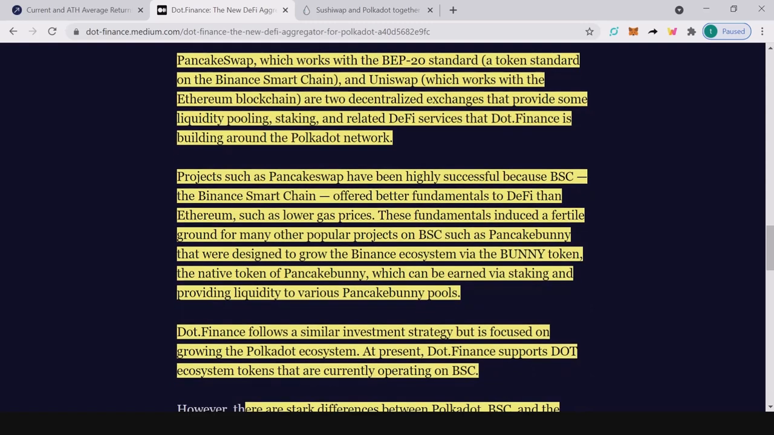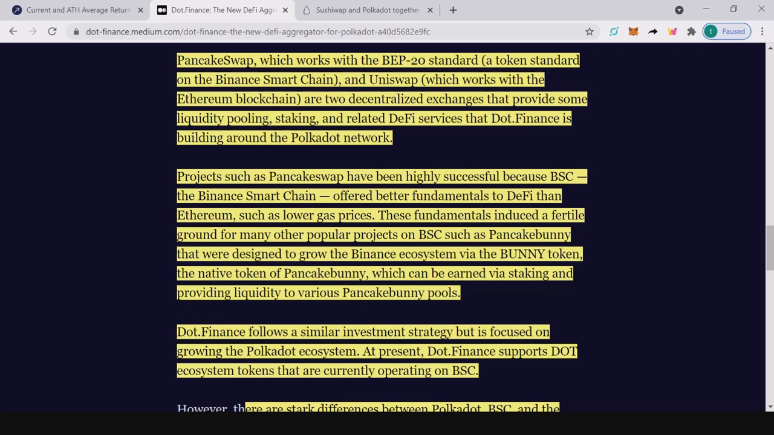Projects such as PancakeSwap have been highly successful because BSC, the Binance Smart Chain, offered better fundamentals to DeFi than Ethereum, such as lower gas prices. Yeah, if you go on the Binance Smart Chain, you know that the prices are way cheaper than Ethereum. That's why a lot of people are flocking to BSC. Of course, you got a lot more scams down there, but the money is flowing to Binance, if you look at it, right?